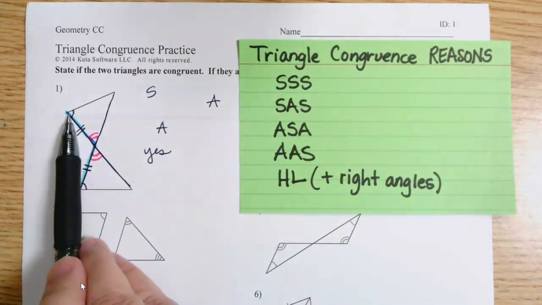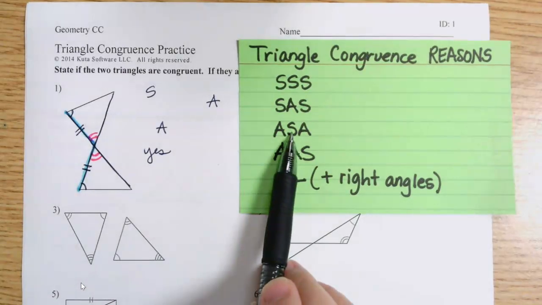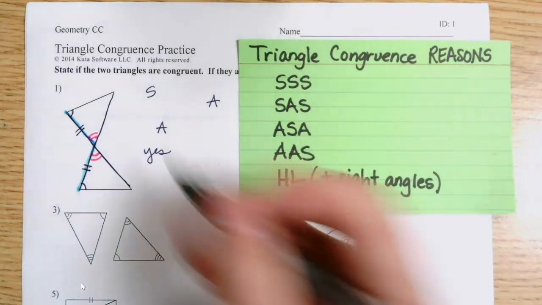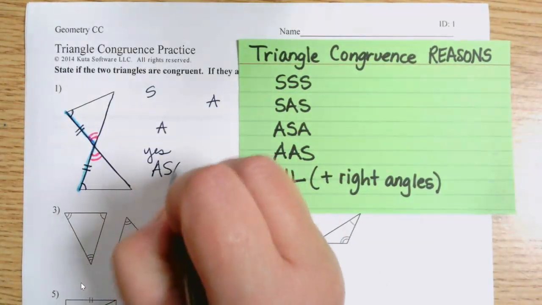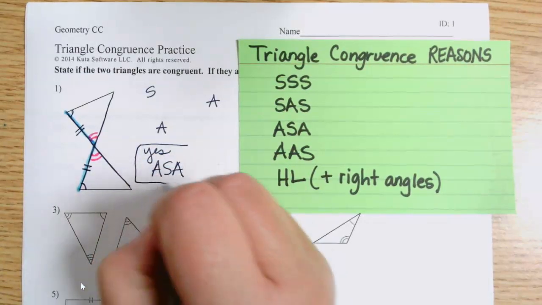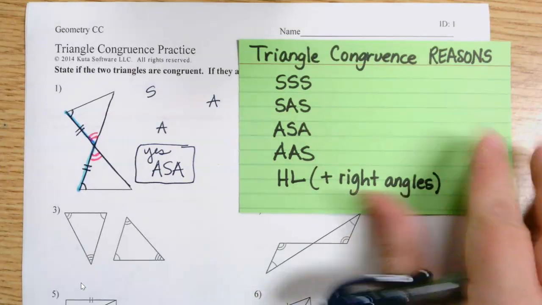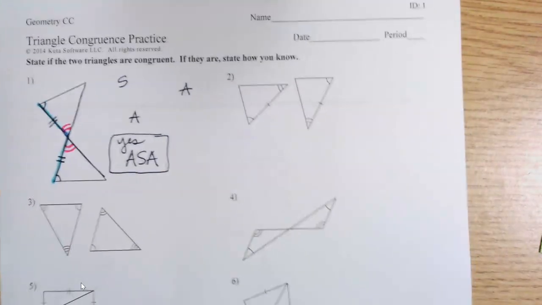So because the side is between the angles, the S is between the A's, and my reason is ASA: angle, side, angle. All right, let's look at number 2.